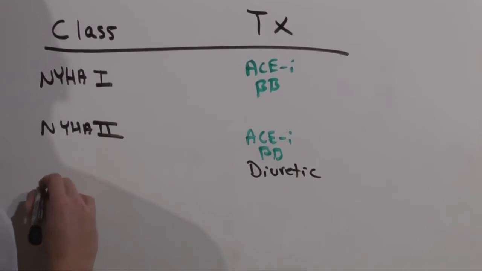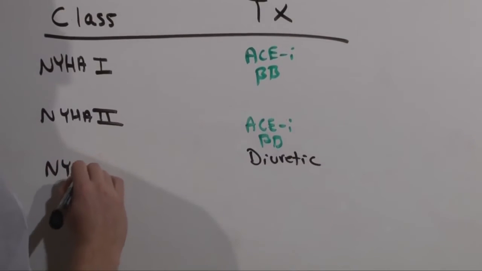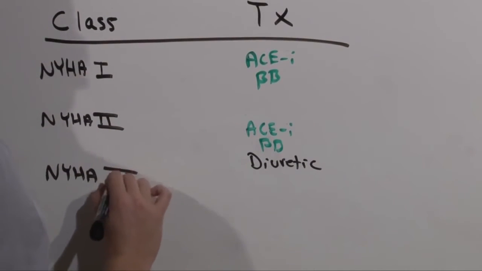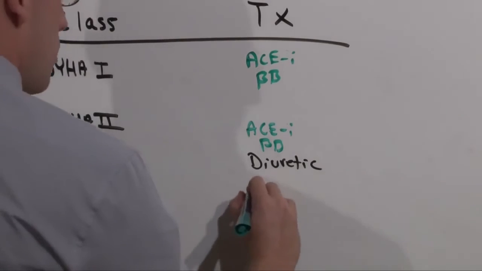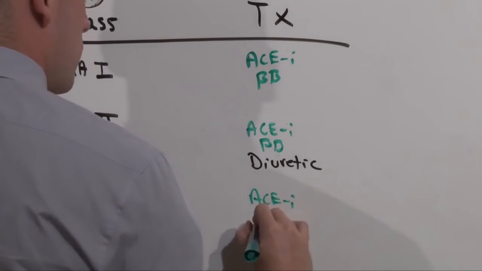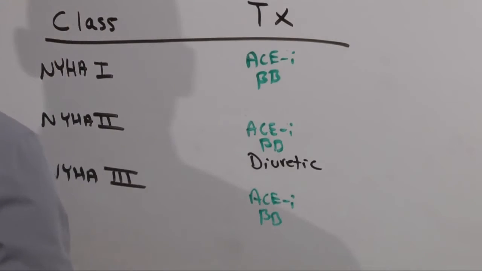As your class worsens, a class 3 New York Heart Association patient essentially can only handle their ADLs. They're going to have trouble getting to the mailbox and back. They're going to be able to walk around their house and just about that's it. These patients are going to be, of course, on the ACE inhibitor, the beta blocker, and the diuretic.